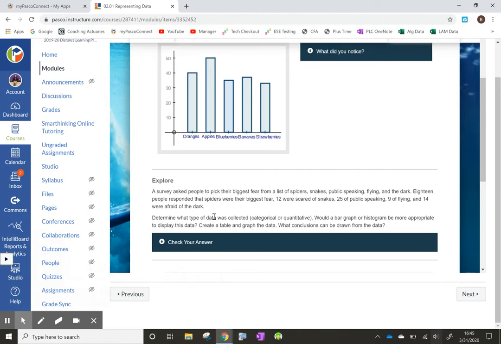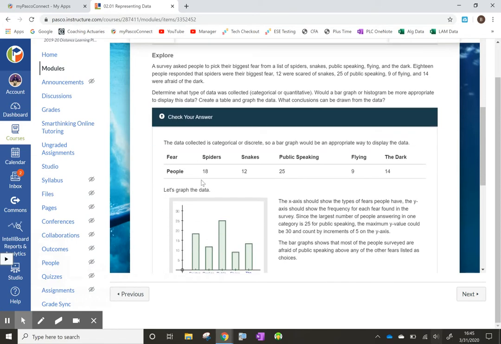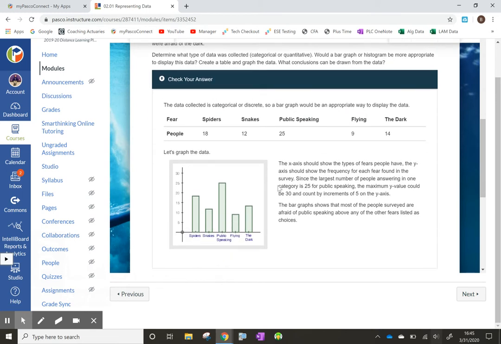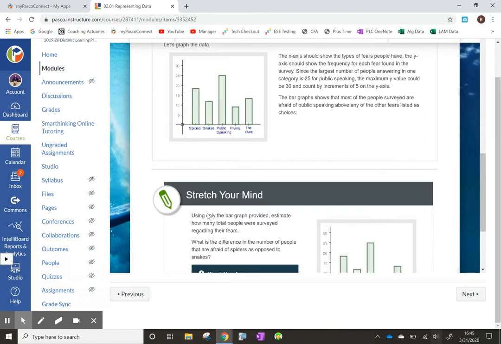So in this question about the biggest fear, these are all categories, right? Categories being your fear being snakes, public speaking, flying. That's not numerical. That's a category. So you'd use a bar graph for that information. Data is categorical, so a bar graph would be the appropriate way to display the data. So you can see that's how they would make their bar graph. They'd have their categories listed at the bottom, the scale listed off to the left side. They went by 5, 10, 15, 20, etc. And then, of course, the bar to measure each one of those.